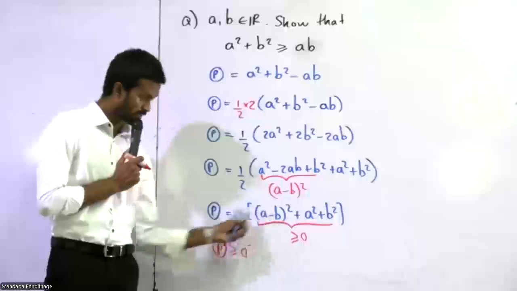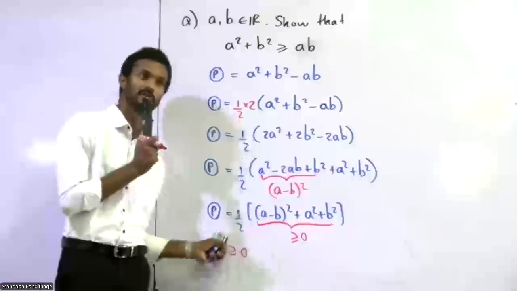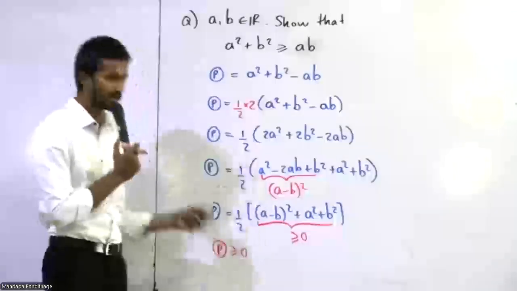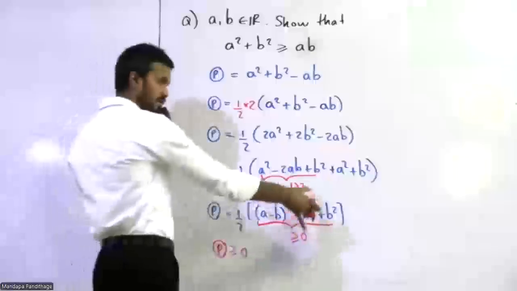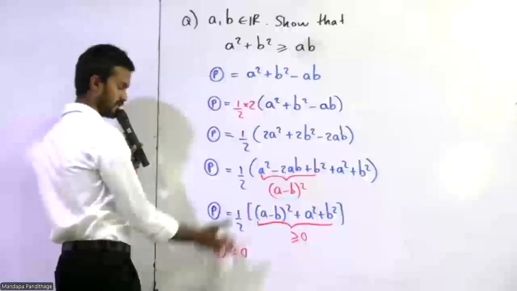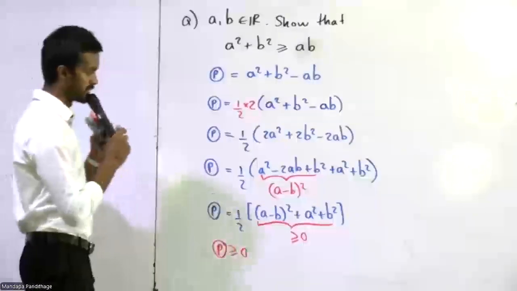When you divide a positive number by 2, it's even positive. So you don't have to consider this half. When you have this expression and divide a positive number by 2, you still get a positive number, so you don't have to consider this one. And then you get p is greater than 0.